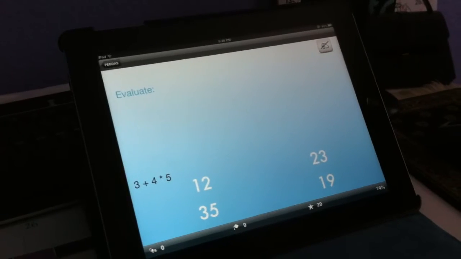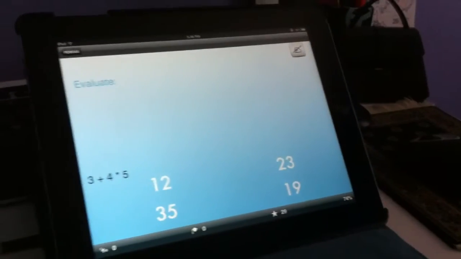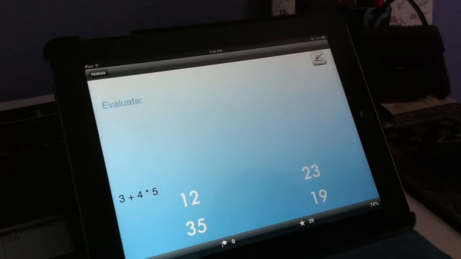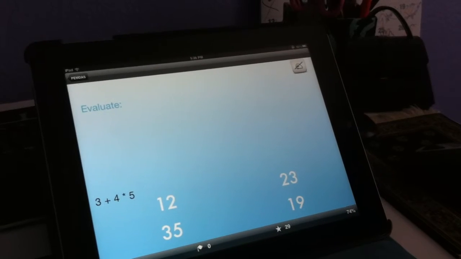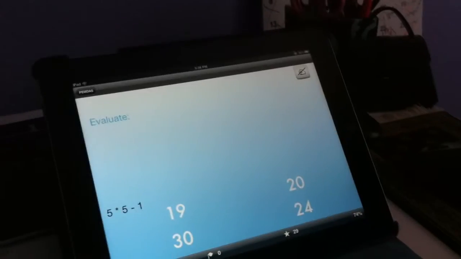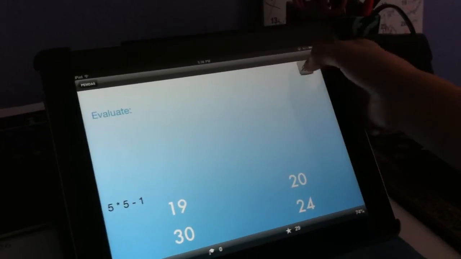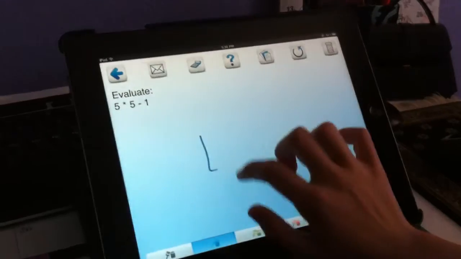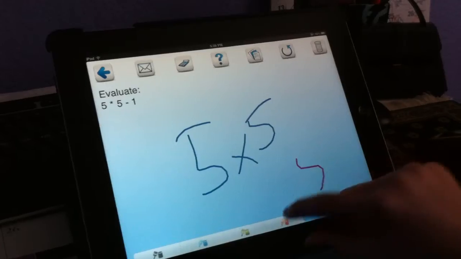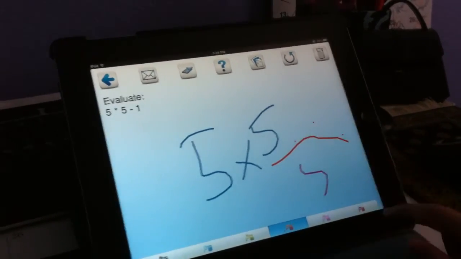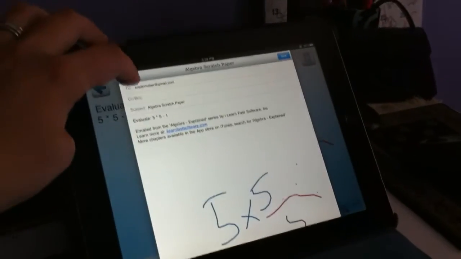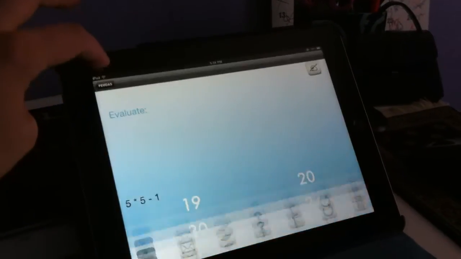Okay, evaluate. So tell me how you do this one. So it's multiplication first. So it's 4 times 5 is 20, plus 3 is 23. Cool. What's the little hand do up there? You can draw, like, oh, 5, and then change colors. Wow. You think that's useful? What does this do? You can email it. Email your dad for help? Probably not. Alright, let's see what else.